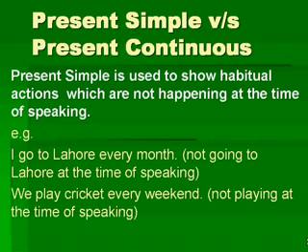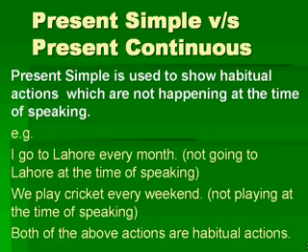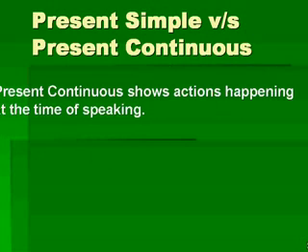Another example is we play cricket every weekend. Are we playing cricket at the time of speaking? No, we are not playing cricket at the time of speaking, but we are just telling our habit that we play cricket every weekend. So both of the above actions are habitual actions which are not happening at the time of speaking. Now look at present continuous tense.